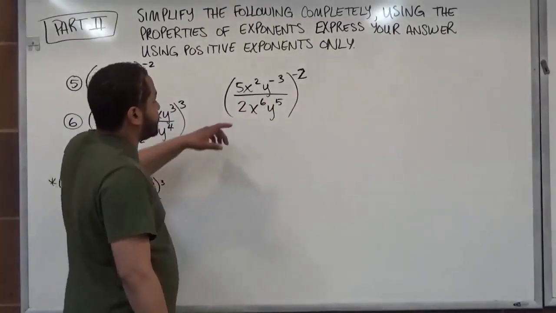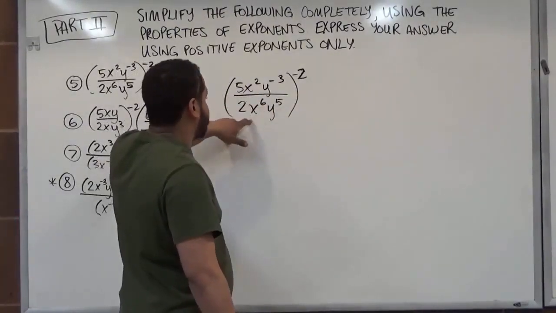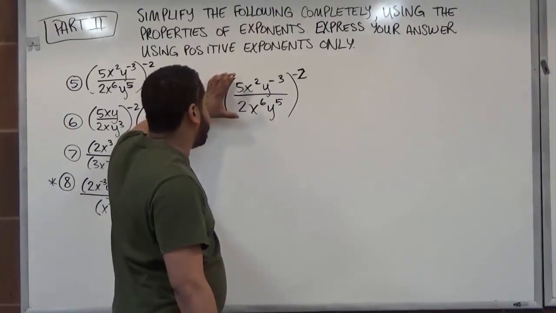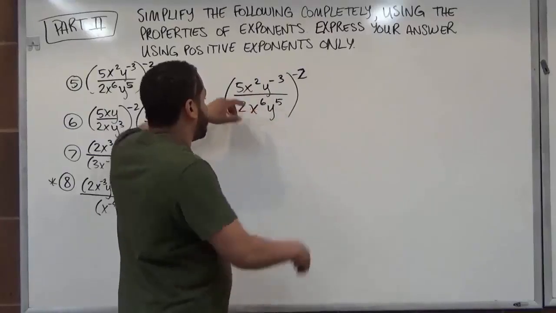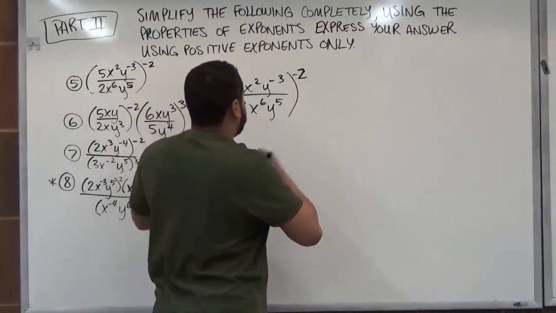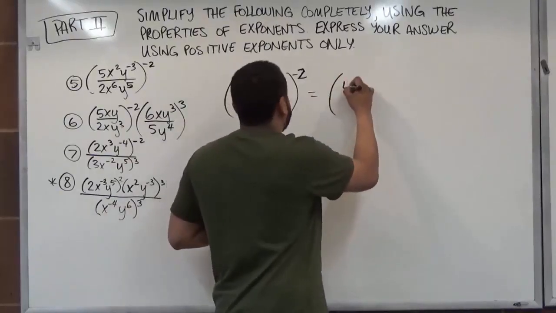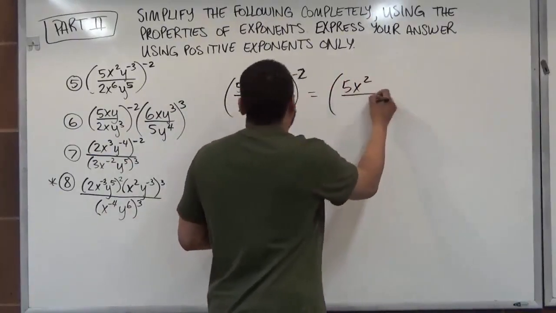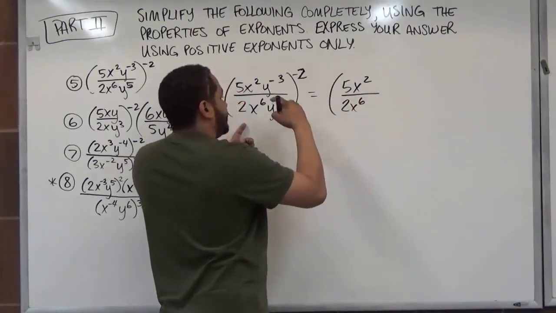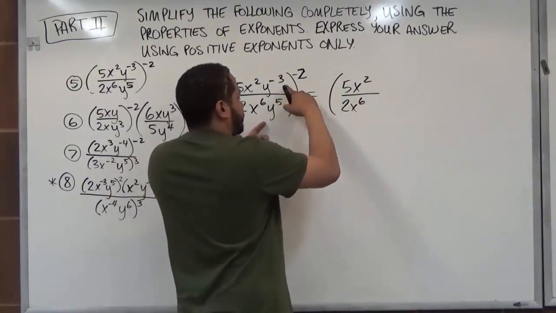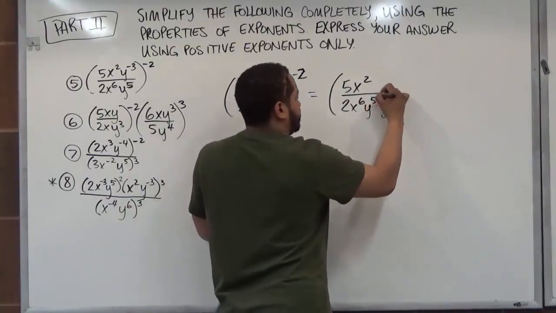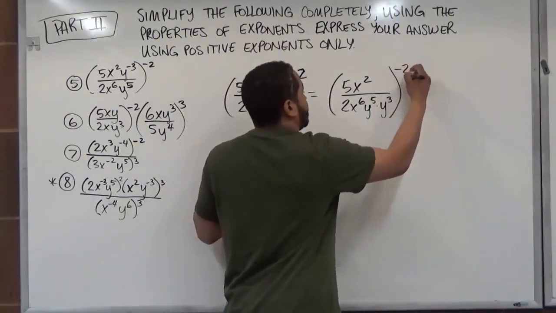The first thing we're going to do is solve the insides of these, and to do that we're going to simplify whatever we have. Let's start with the inside of the parentheses. We have a negative exponent, and we want to transpose that to the denominator. So we're going to have 5x to the second power, and in the denominator we have 2x to the sixth. The negative third power is going to come down, so we have y to the fifth times y to the third. This is to the negative second power.